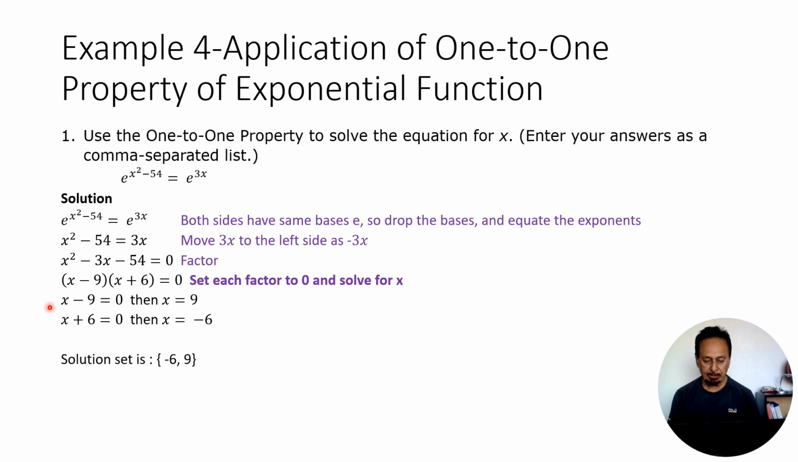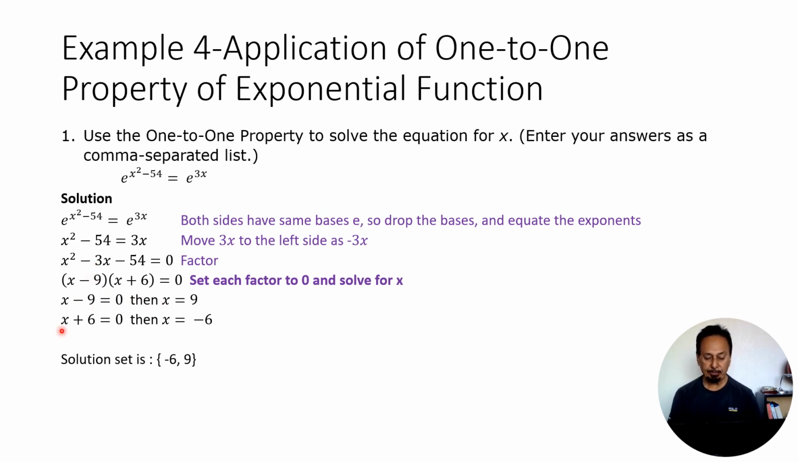Well, the factors of x squared are x times x, and the factors of minus 54 are minus 9 and 6. As you can see, if I multiply negative 9 with 6, it becomes negative 54. But if I add negative 9 to positive 6, it becomes negative 3. So these are the correct factors.